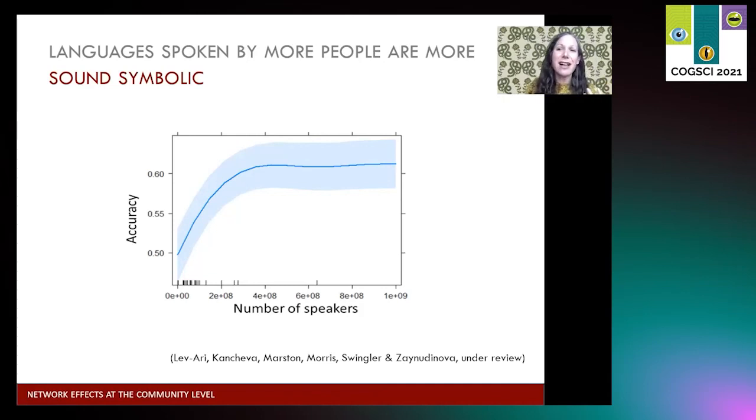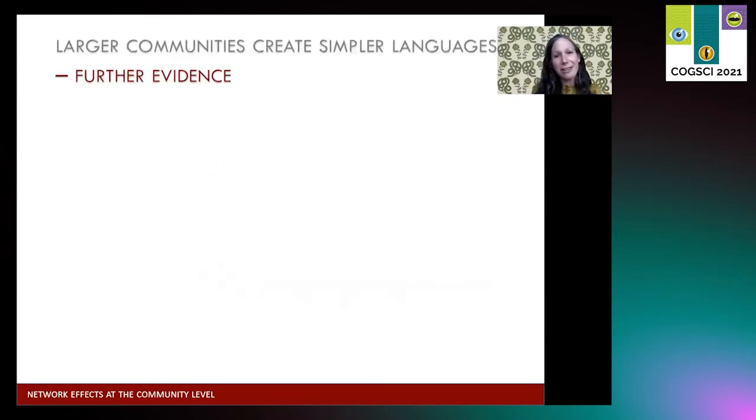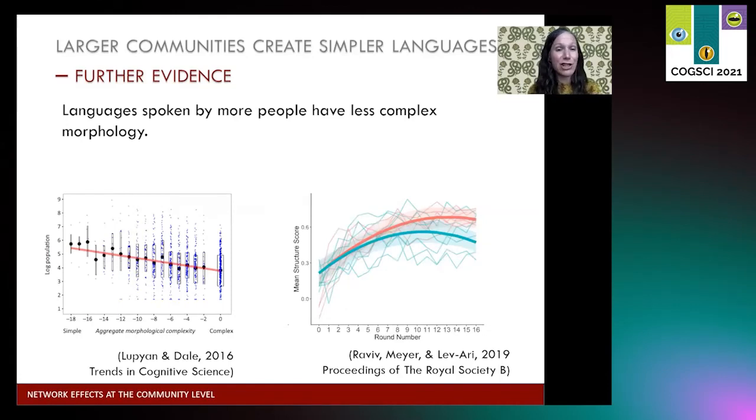And as I said, what I'm suggesting is that the reason that languages spoken by larger communities are more sound symbolic is because those languages use sound symbolism as a tool to facilitate communication. And sound symbolism is not the only way that languages spoken by larger communities become easier to learn and use. Previous studies have also shown that languages spoken by larger communities have less complex morphology and more systematic grammar. This was initially shown by Lupyan and Dale when they did a correlation across the world's languages, but it was also later found experimentally in the lab.